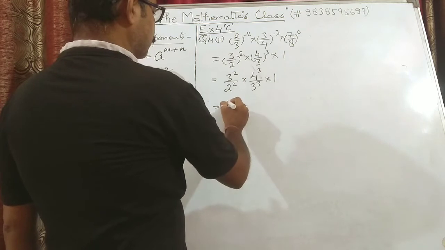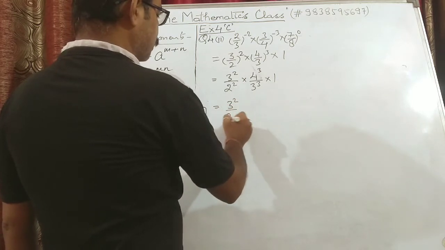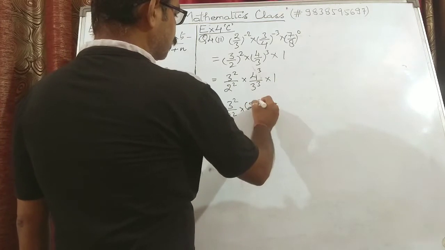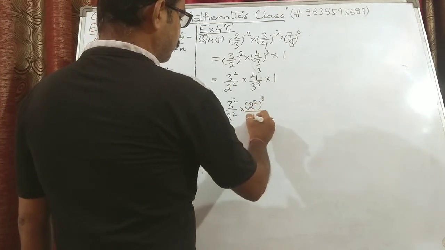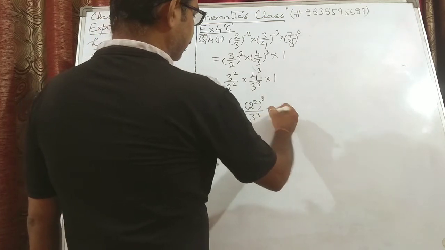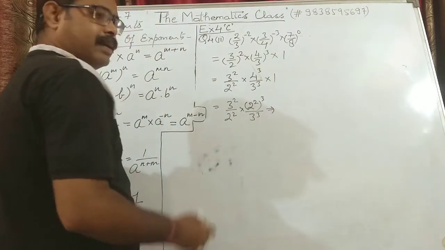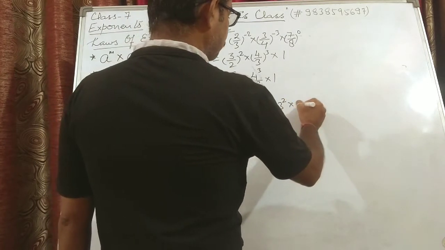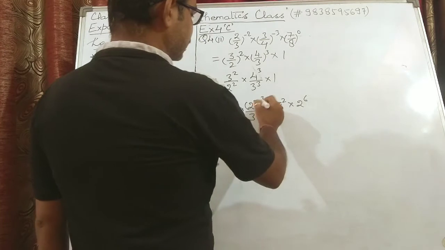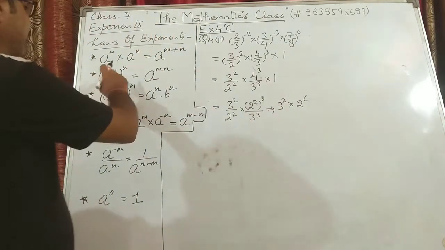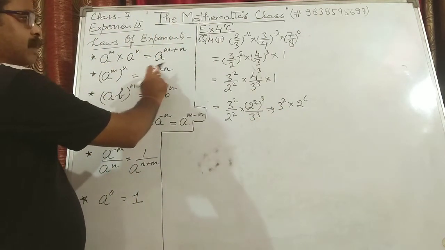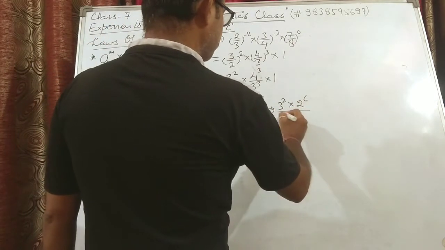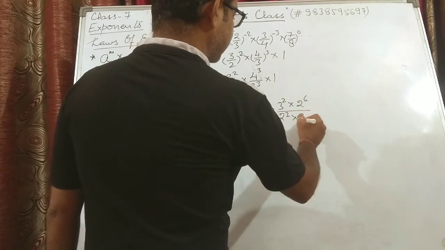Now 3 square upon 2 square into 4 can be written as 2 to the power 2, so 4 power 3 upon 3 power 3. That into 1, either you write or you don't write, that is up to you. So this is 3 to the power 2 into 2 to the power 3 times 2, which is 6. How did this come? Because when there is a power of power, the powers get multiplied. So second law.